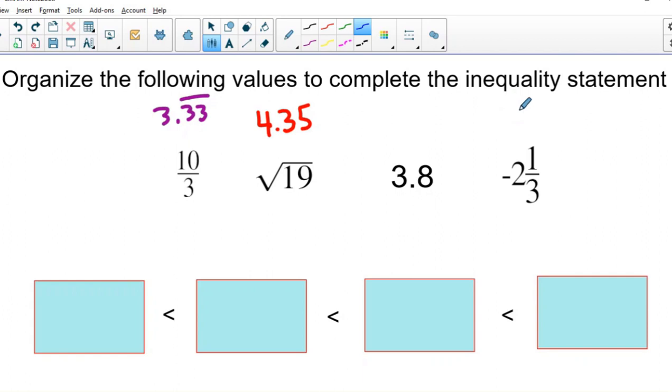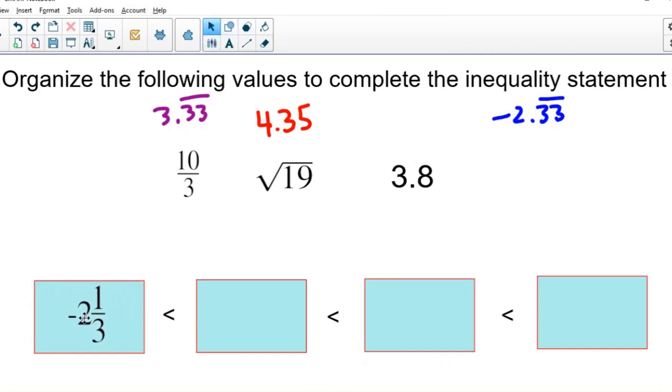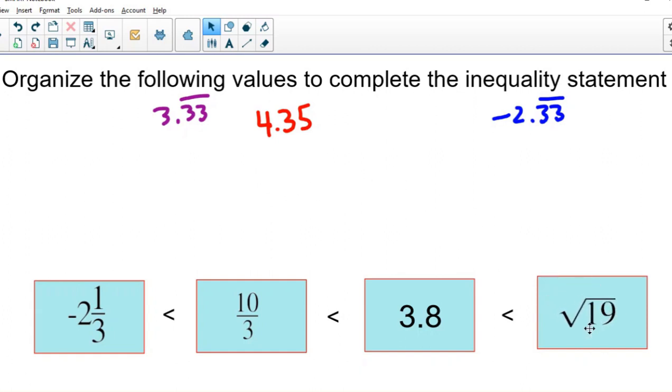So I could really just write that as -2, and then just using that 1/3 would be 0.33 repeating. So now just having these in a decimal form makes it kind of easier to work with. I know that the negative would be the smallest number because it's less than 0. The next biggest number would be 3.33, so 10/3 would go next. The next biggest number from that is 3.8. I could put that next. And then 4.35, that would be the largest number here, the biggest value. So radical 19, I put that right there.